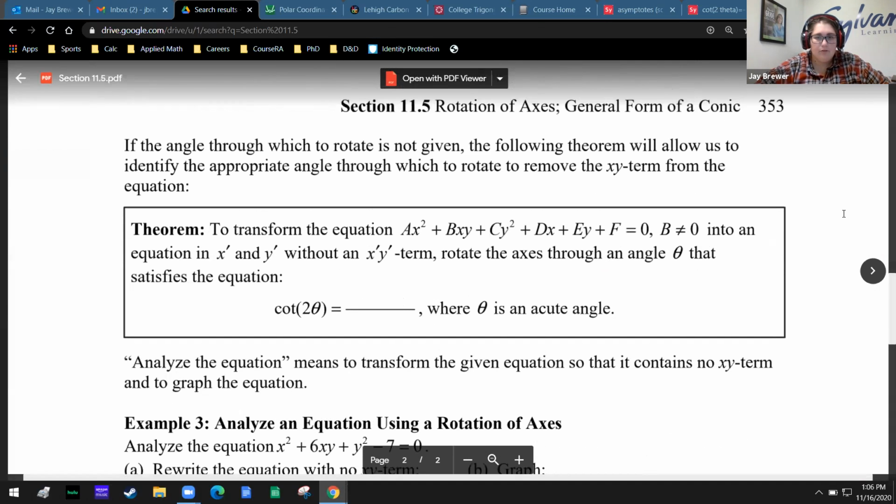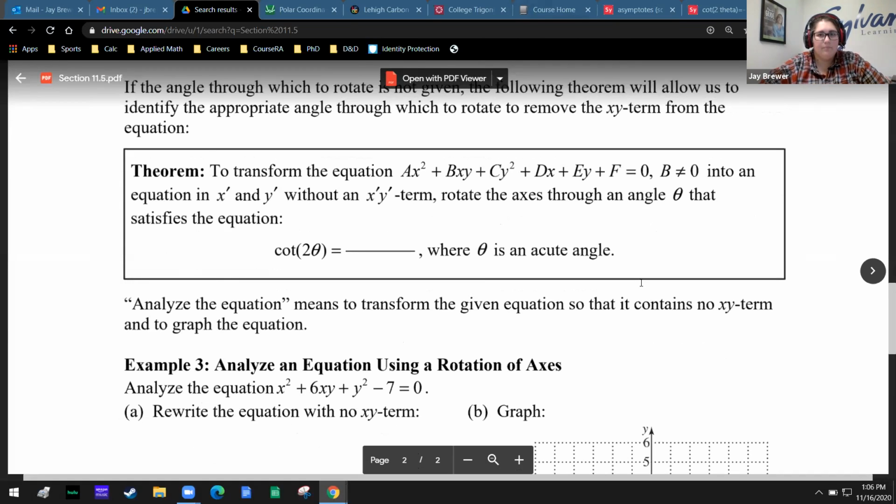And again, if I'm going too fast, you guys will have the video as well. All right, so if the angle through which to rotate is not given, the following theorem will allow us to identify the appropriate angle through which to rotate to remove the xy term from the equation. Okay, so it's one of our new theorems.